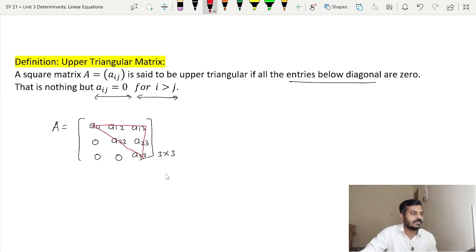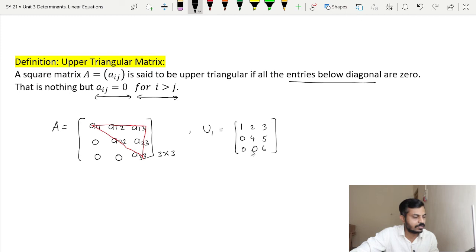So whenever the upper triangle is present, we will say that it is an upper triangular matrix. And in other words, if the entries below the diagonal are 0, then that matrix is called an upper triangular matrix. Let us see some examples. U1 is equal to 1 2 3 4 5 6 0 0 and 0. So you can see that this is the simplest example of an upper triangular matrix, because the entries below the diagonal are 0, or in other words, the upper triangle is present. In this way you can remember. As you can see, this triangle is present, thus it is an example of an upper triangular matrix.